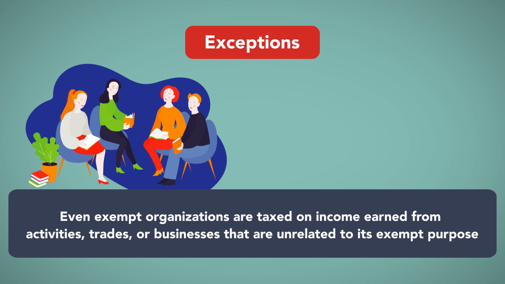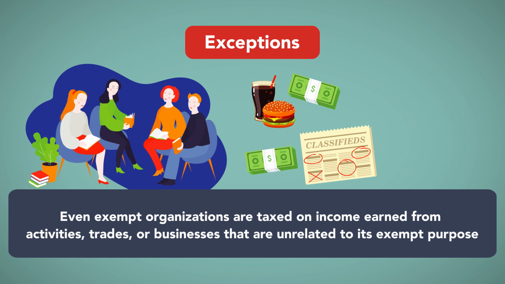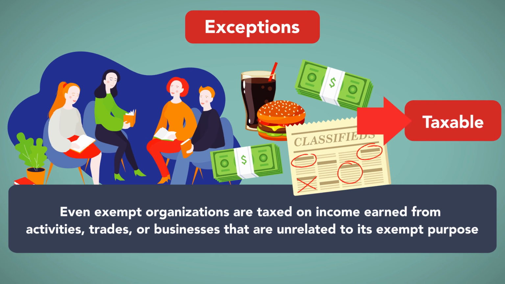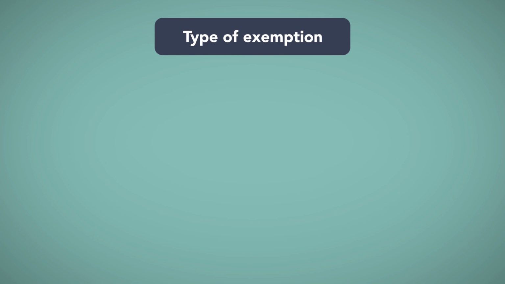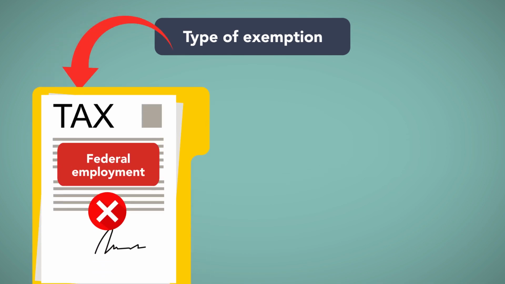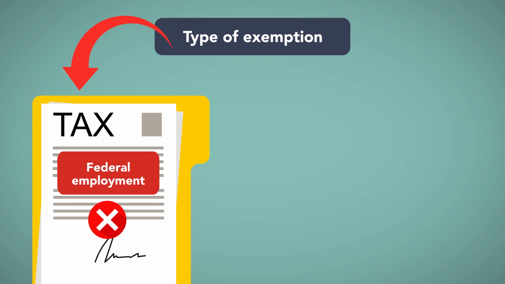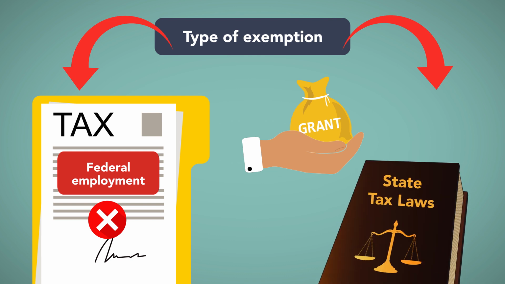For example, a social club that is tax-exempt under 501(c)(7) may receive unrelated business taxable income from activities such as selling food and beverages to non-members or accepting paid advertising in club newsletters or other publications. This income would be taxable. Depending on the type of exemption for which an organization is eligible, it may also be exempt from payment of federal employment taxes. Also, the type of exemption may affect the availability of grants and determine how the organization is treated under state tax laws.